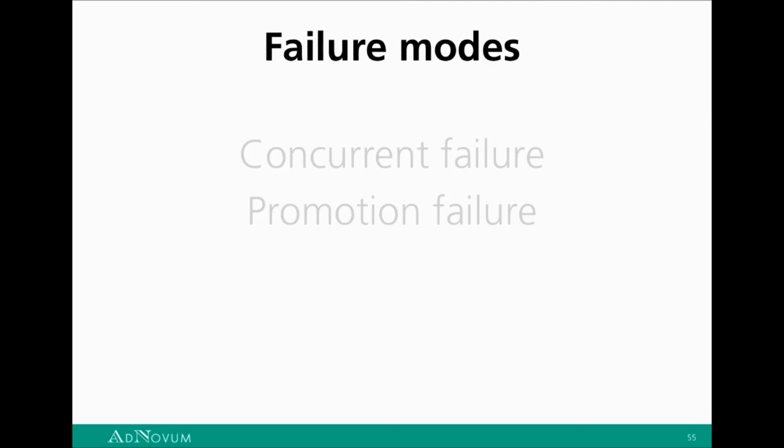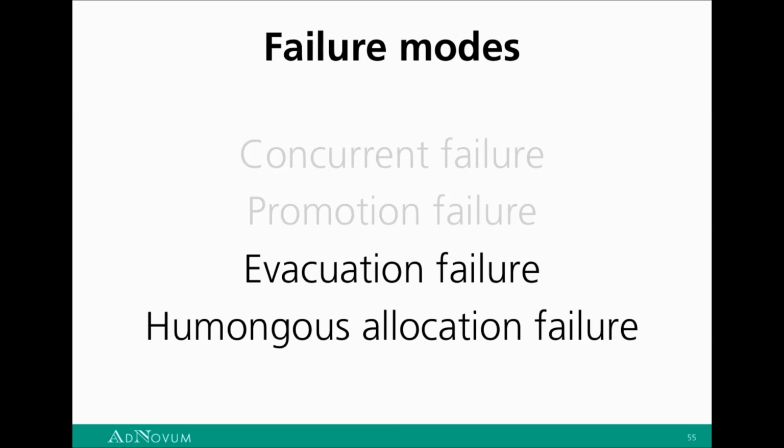Now, since the survivor spaces are just regular regions as well, it can also happen that moving an item from the young generation or from Eden to a survivor space fails as well. So this is similar to the promotion failure. And the final interesting error that can happen is the humongous allocation failure.